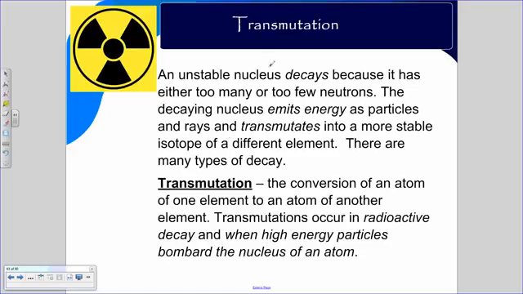When nuclei are unstable, they need to decay. They need to do something to become more stable. And when they do that, in many types of nuclear decay, the number of protons in our nucleus changes. And if that happens, our isotope or our nuclide is said to transmutate. In other words, it becomes a different element. When the number of protons changes, our element changes from one identity to another. This takes place in radioactive decay and also when particles hit atoms.